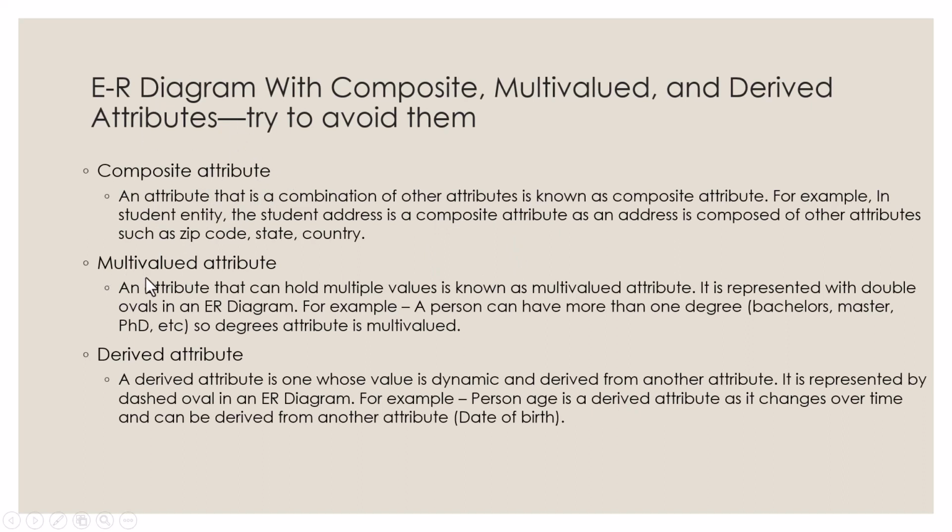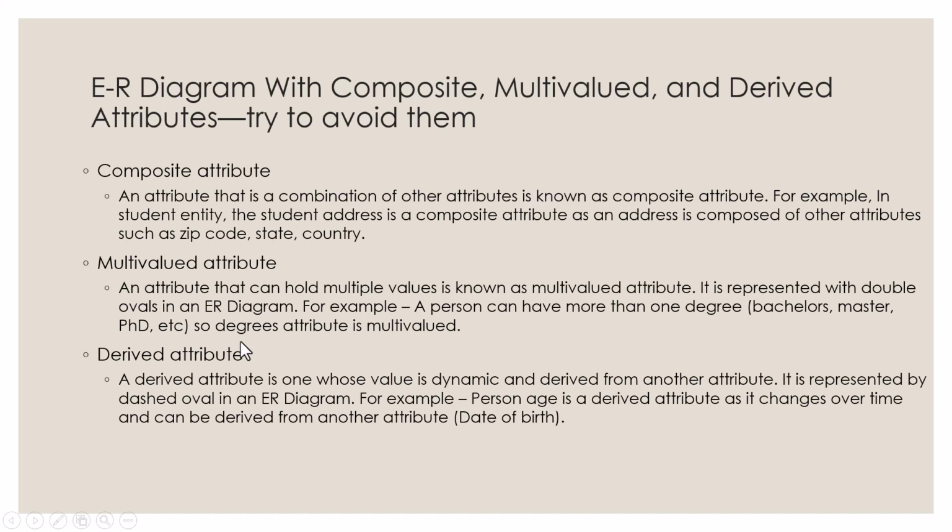The next one is called multi-valued attributes. This means that it can hold not just a single value, but multiple values. For example, let's say there's an attribute called degree. A lot of people have a bachelor's degree. Some people have a master's as well. Some people have all three, PhD, master's, and bachelor's. So this degree attribute could hold multiple values, and that's why it's called a multi-valued attribute.